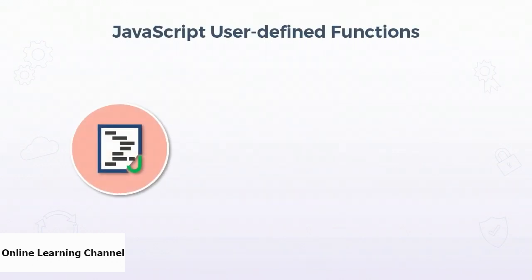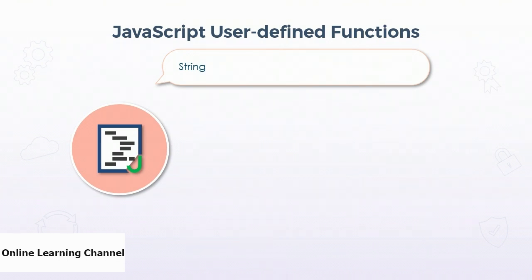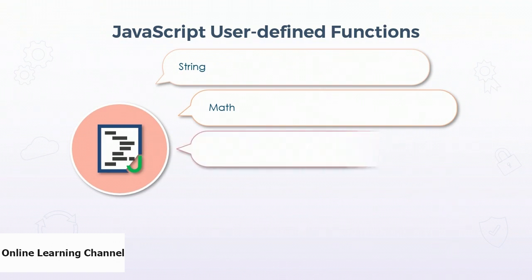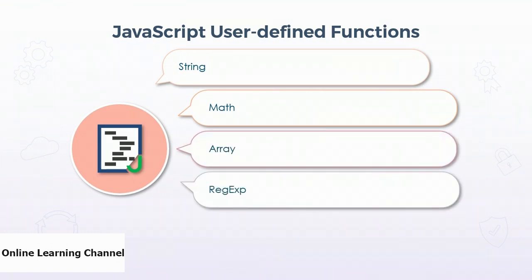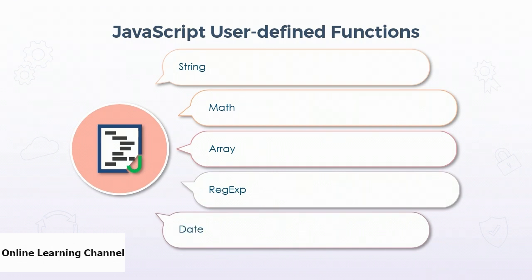JavaScript offers many functions for processing in a user-defined function. String functions allow you to manipulate strings. Math functions are available for various math manipulations. Arrays can be used for more complex analysis logic. Regular expression functions allow you to search for complex patterns in strings. And you can manipulate date and time variables with the date object.